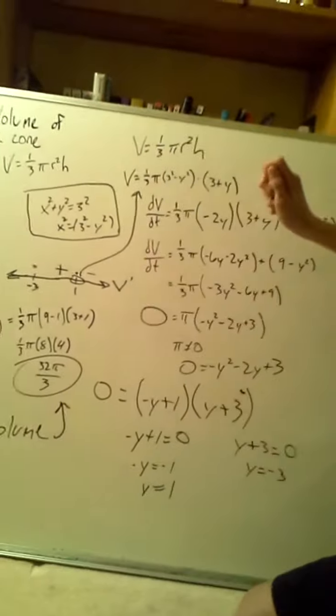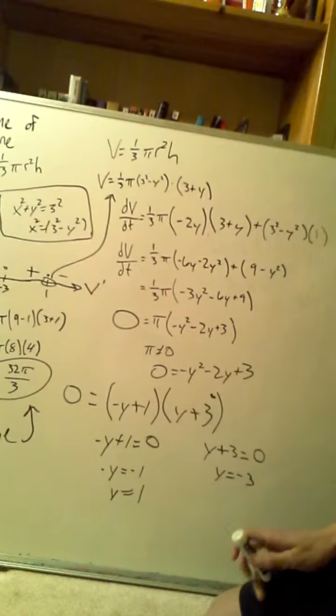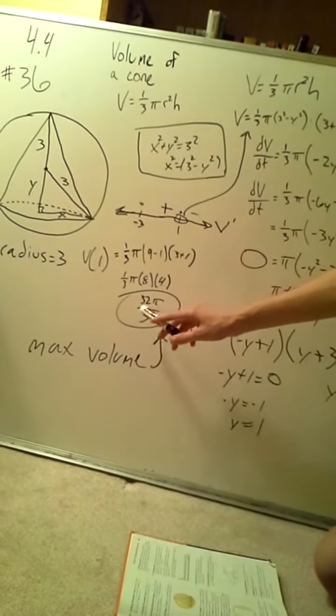And then to find out what the maximum is, you have to plug it back into the original equation. And when you do that and solve it, you get 32 pi over 3, which is the maximum volume.